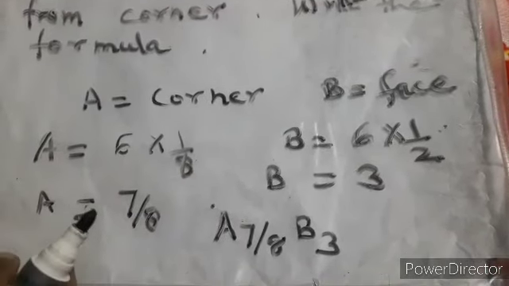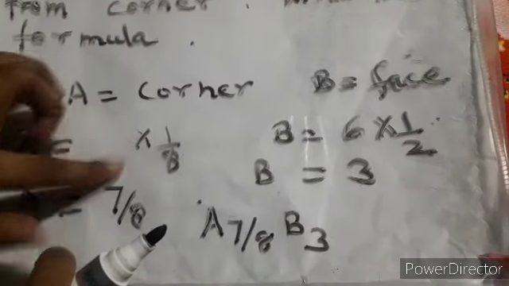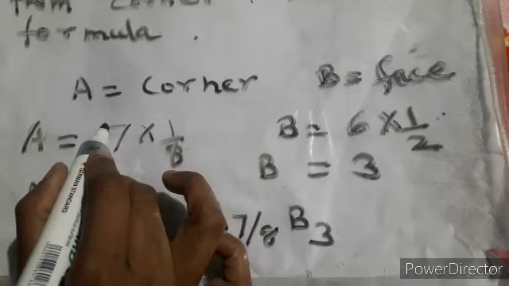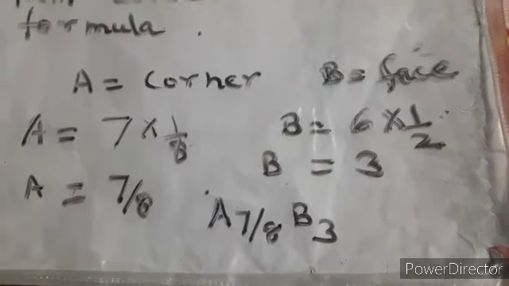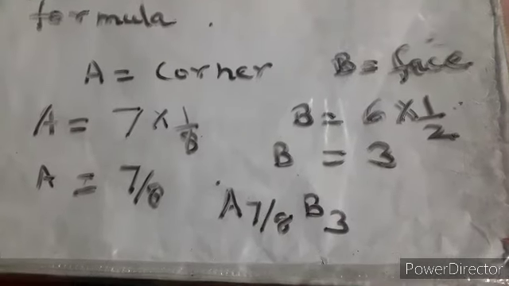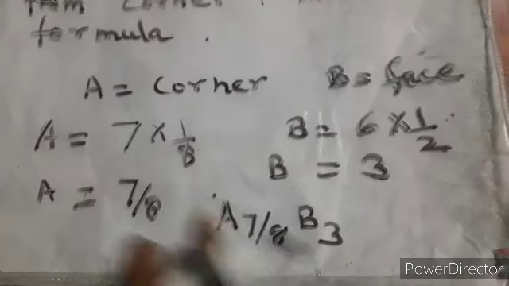Please make sure, this is very important. You have to see in the question how many atoms are missing. Here a single atom was missing, that's why we have written 7. If 2 atoms were missing, then 6. If 3 atoms were missing, then 5. This way you can understand and get the answer.